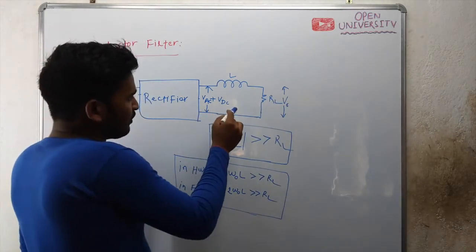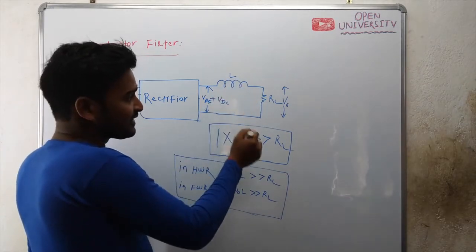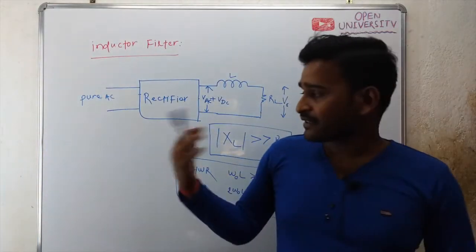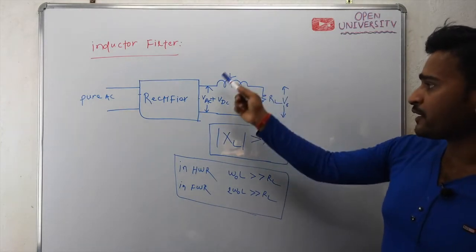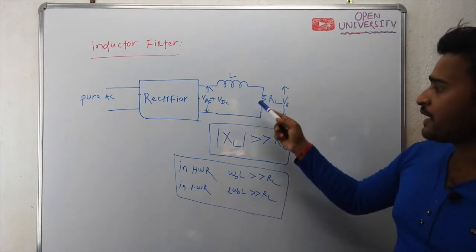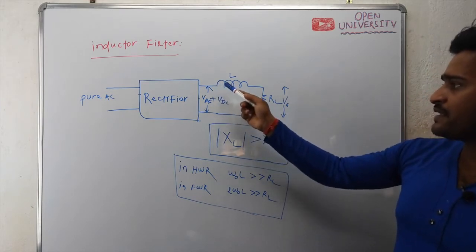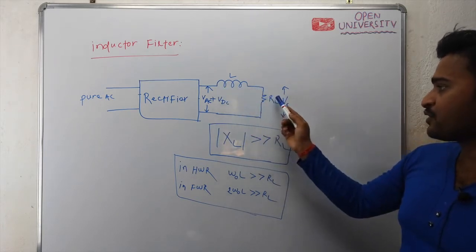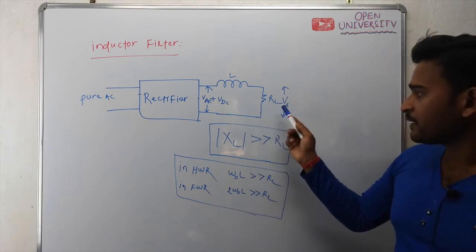Why will most of the AC component drop across the inductor? Because its reactance is greater compared to RL, and we know the larger the reactance, the greater the voltage drop. So a greater amount of voltage will drop across the inductor, and a very small amount of voltage will drop across RL. And if you consider the DC component VDC, then for DC we know that the inductor becomes short circuited and the entire DC voltage will appear across the load. So in the output you will get a little AC component and the DC component.